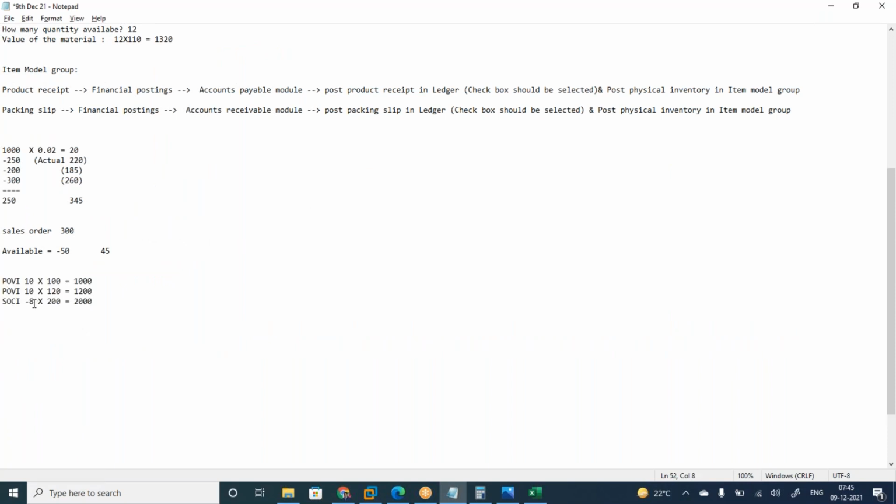Suppose I did product receipt only. I have not invoiced. Then this cost amount is 0. Agree?